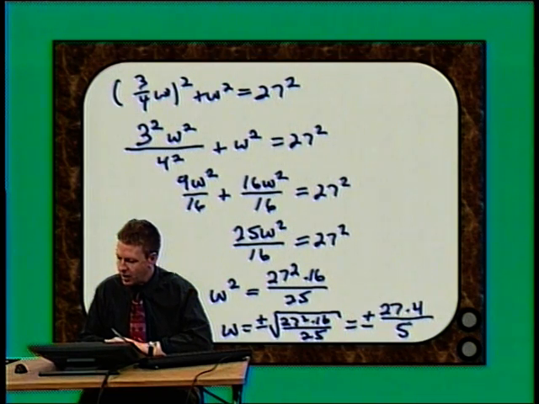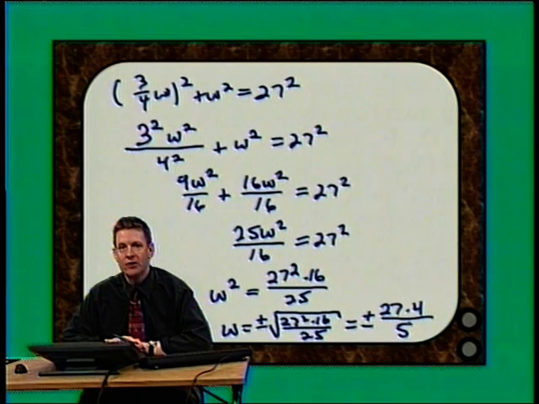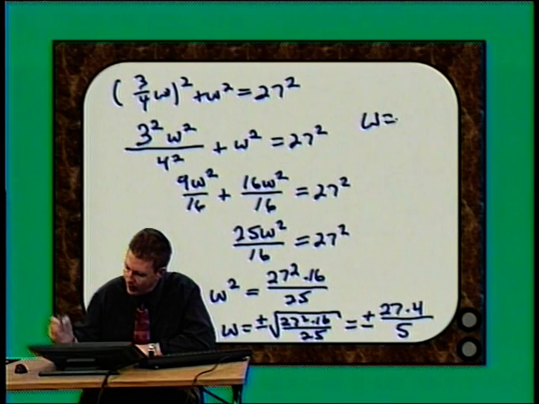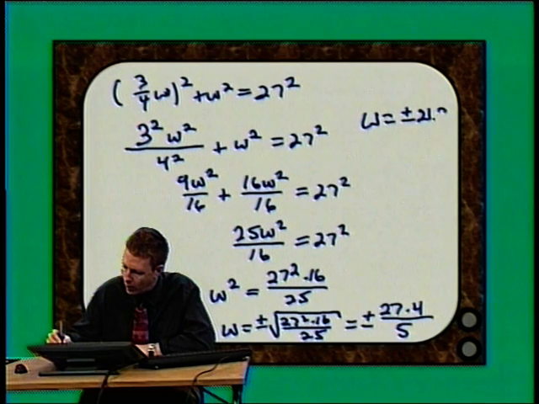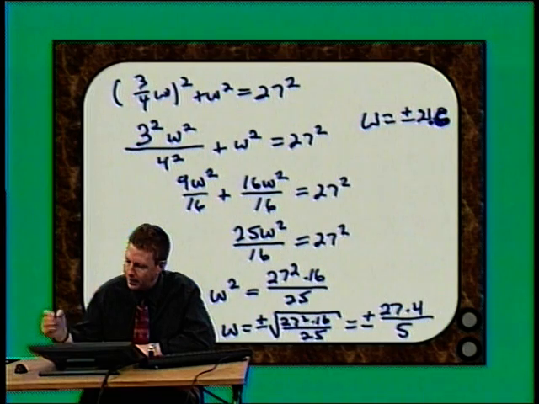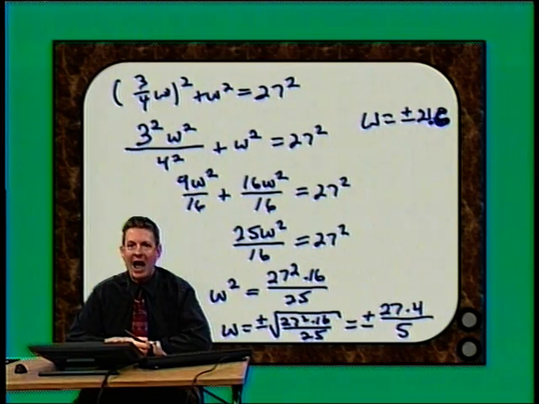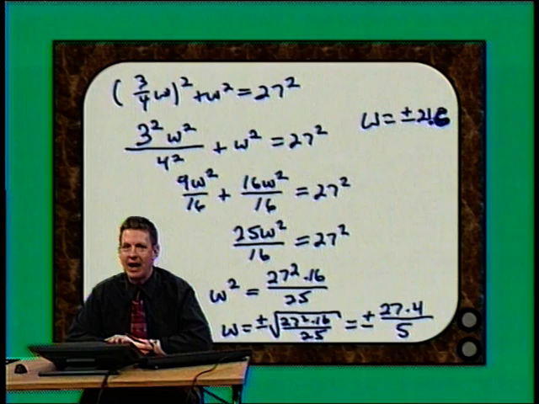So finally, when it's all said and done, I have 27 times 4 in the numerator, which is 108, and when I divide 108 by 5, I get 21.6. Now remember, we're working an application problem, and in this application, W is representing the width of a TV screen. So the negative number doesn't make sense in the context of this application. So I think our width is 21.6 inches.